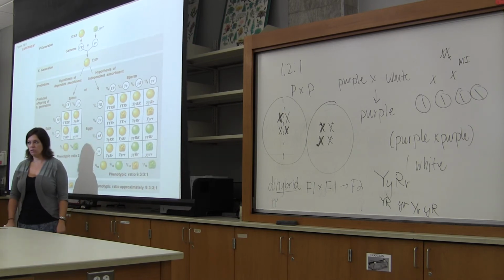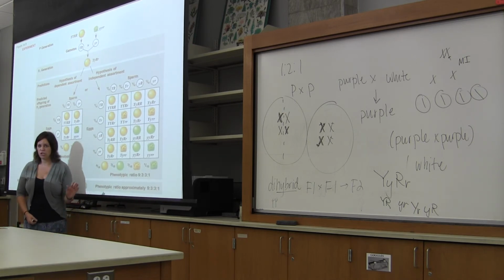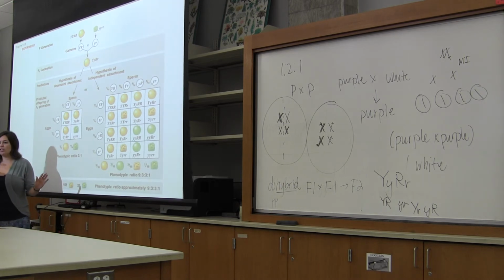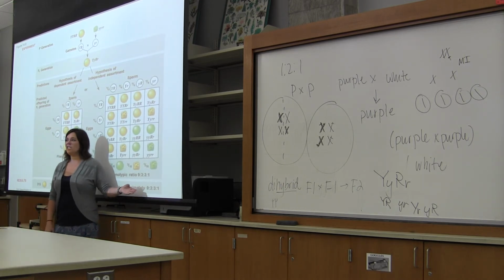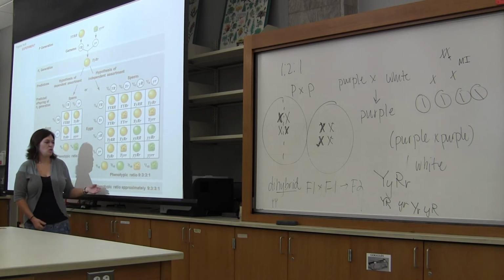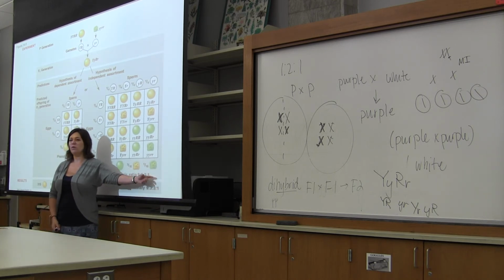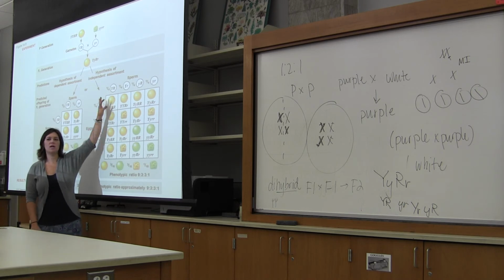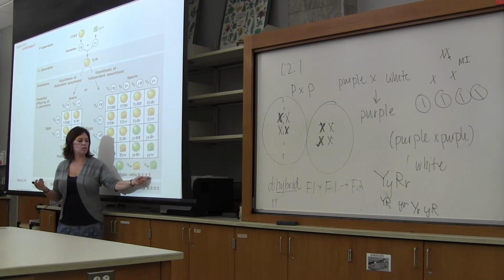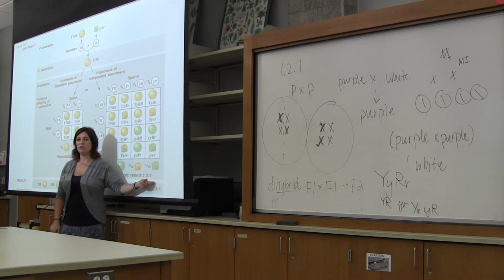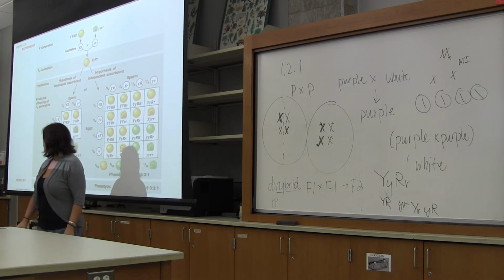So long story short, in these dihybrid crosses, if they're exhibiting Mendelian genetics, you're going to end up with a 9-3-3-1 ratio, with the dominant phenotypes being more readily available compared to the recessive phenotypes or the recessive traits.